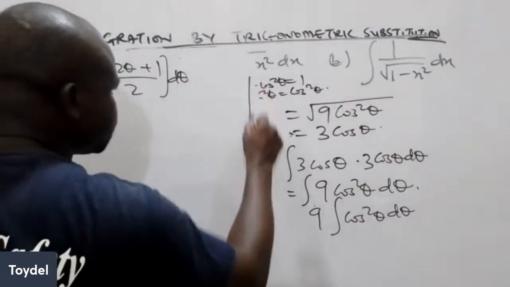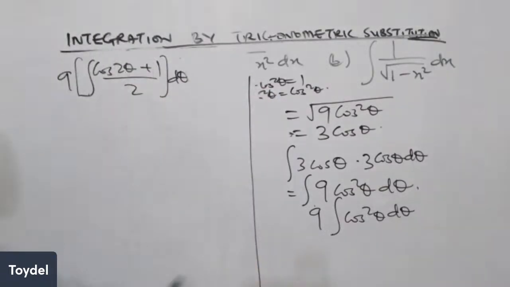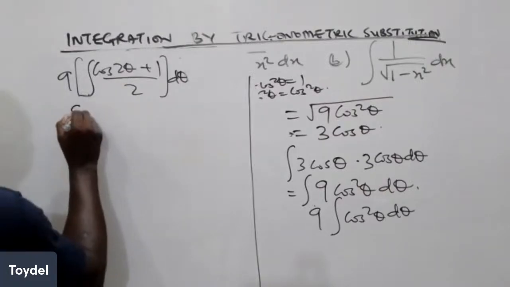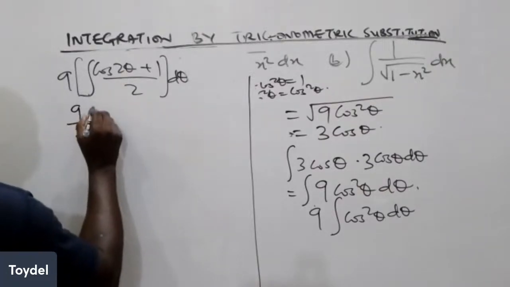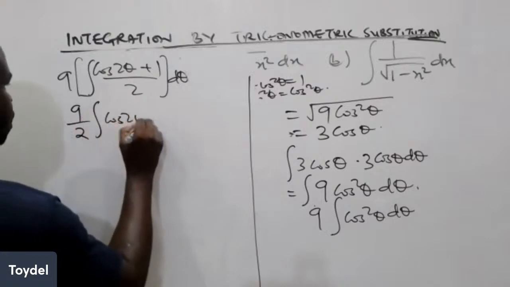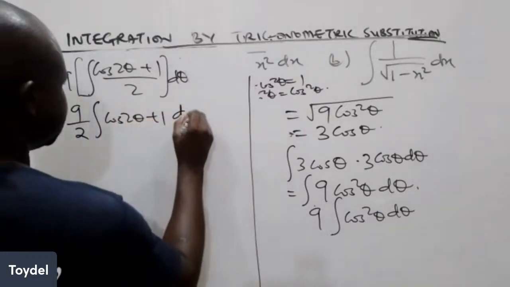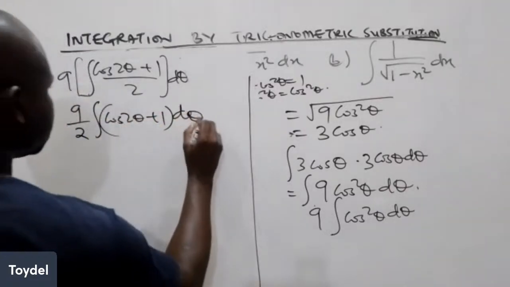So please, the knowledge of trig is actually required for us to be able to express this. So from here now, cos square theta d theta, I've been able to exchange it to (cos 2 theta plus 1) divided by 2. Then from there, we can actually bring out 9 over 2, and I'll be left with integral of (cos 2 theta plus 1) d theta. So that's what we have.